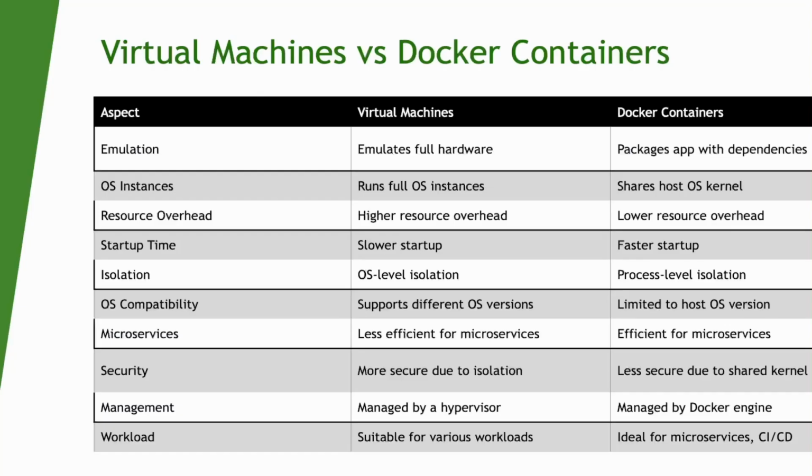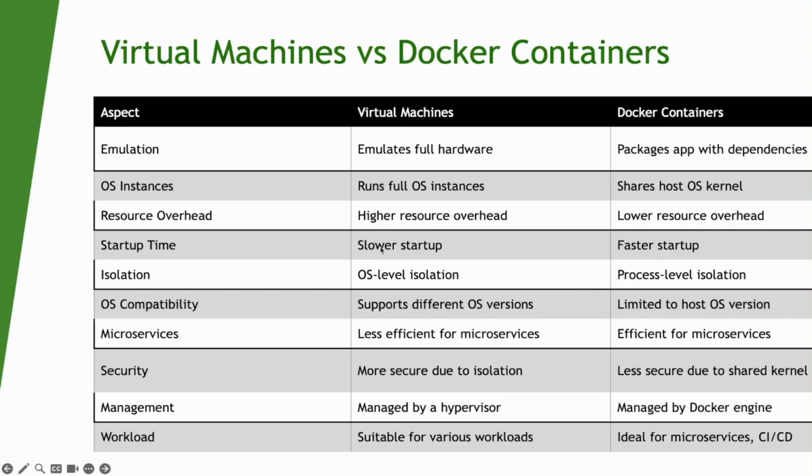Okay. So let's see the differences between a virtual machine and Docker containers. In the case of emulation, a virtual machine emulates full hardware, and in the case of Docker containers, it packages the app with its dependencies. For OS instances, a virtual machine runs full OS instances, but a Docker container just shares the host OS kernel. In the case of a virtual machine, resource overhead is higher, but in the case of a Docker container, resource overhead is lower.